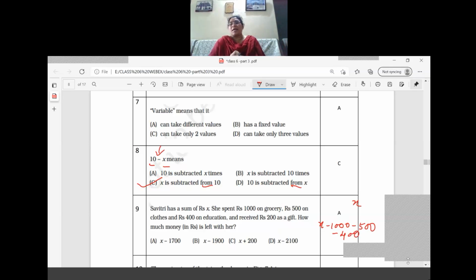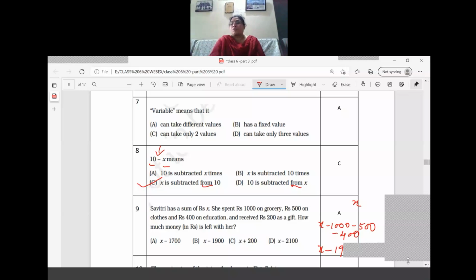Now what is the answer? Up to now, what is the amount she spent? 1000 she spent on grocery, 500 on clothes, and 400 on education. That means she spent 1900. She spent how much? 1900 only.